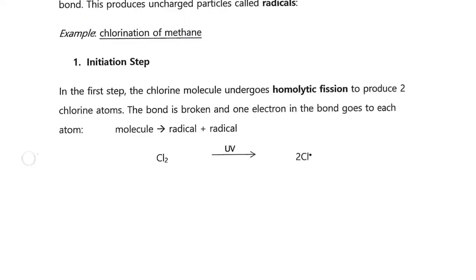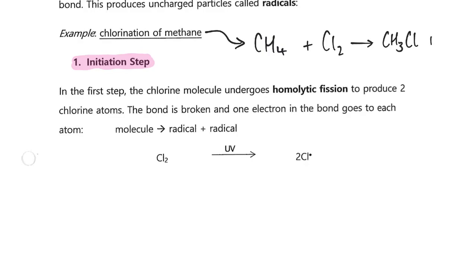So let's have a look now at what this mechanism looks like. This first step of the process is called the initiation step. In this example, we're going to look at the chlorination of methane. Methane is our first alkane in the series, and it has just one carbon, so it has the formula CH4. We're going to react it with chlorine, and as a result we'll swap one of our hydrogens, or substitute one of our hydrogens with a chlorine atom, and we'll produce chloromethane and hydrogen chloride.